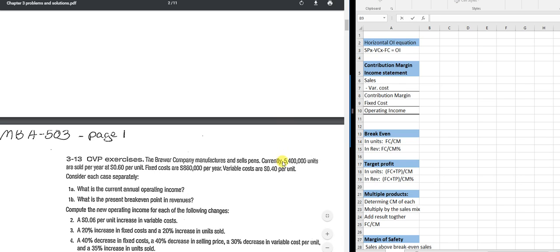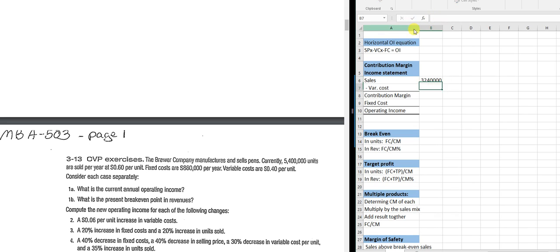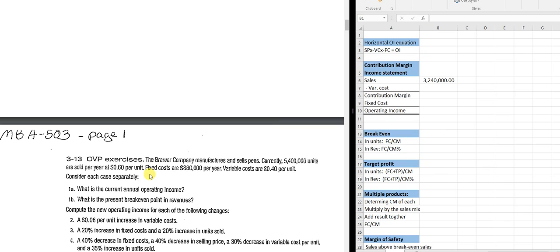So the Brewer Company manufactures and sells pens. Currently 5,400,000 units are sold per year at 60 cents per unit. So that's my sales. Fixed costs are $860,000 a year, and variable costs are 40 cents per unit.